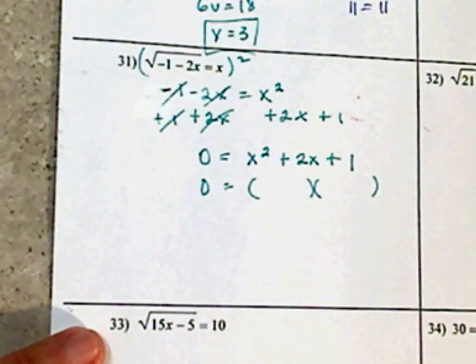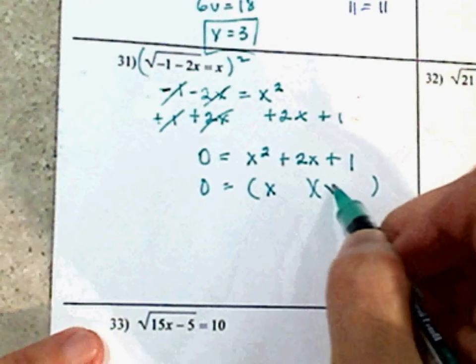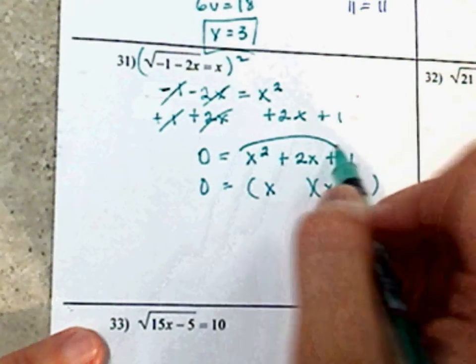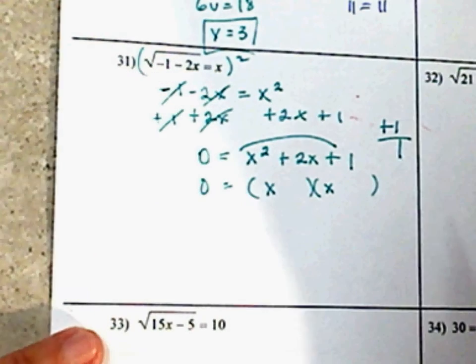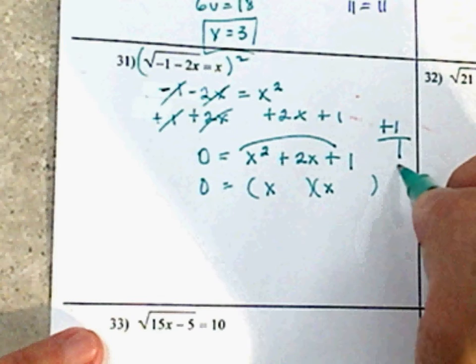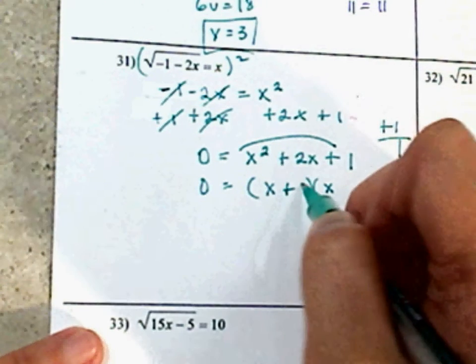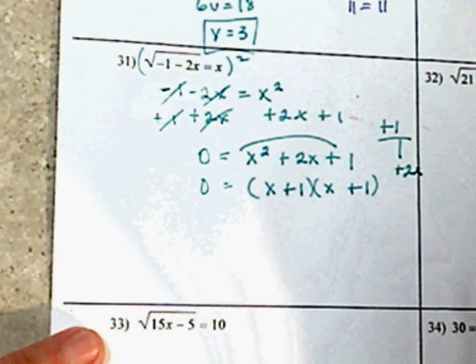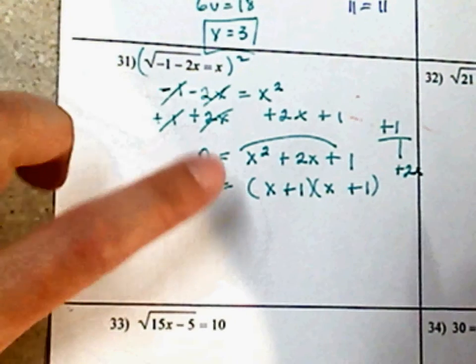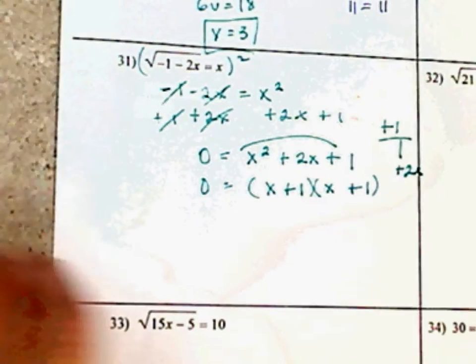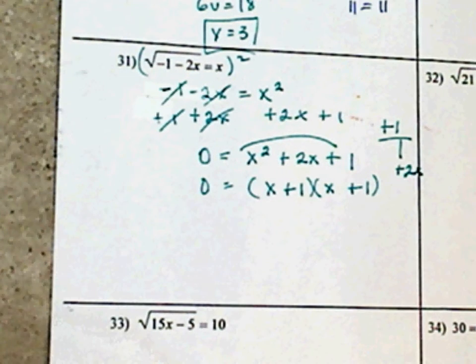Factors of x squared is x and x. 1 times 1 is positive 1. What 2 numbers multiply to give you 1, but add to give you 2x? Plus 1 and plus 1. Okay? Later on, you guys are going to learn that this is a bounce. Keep that in mind. That's coming up.